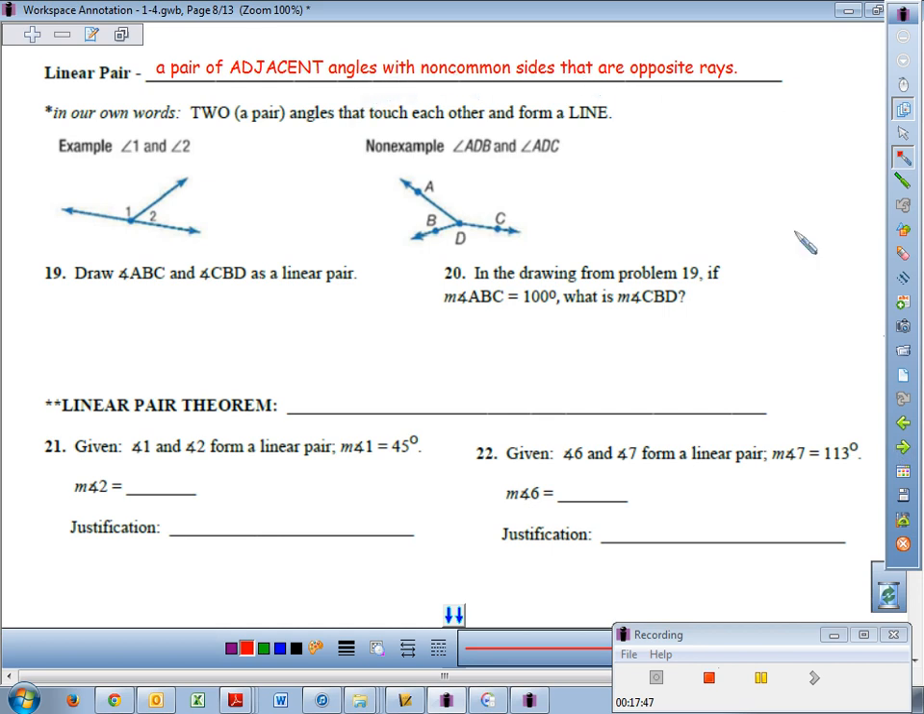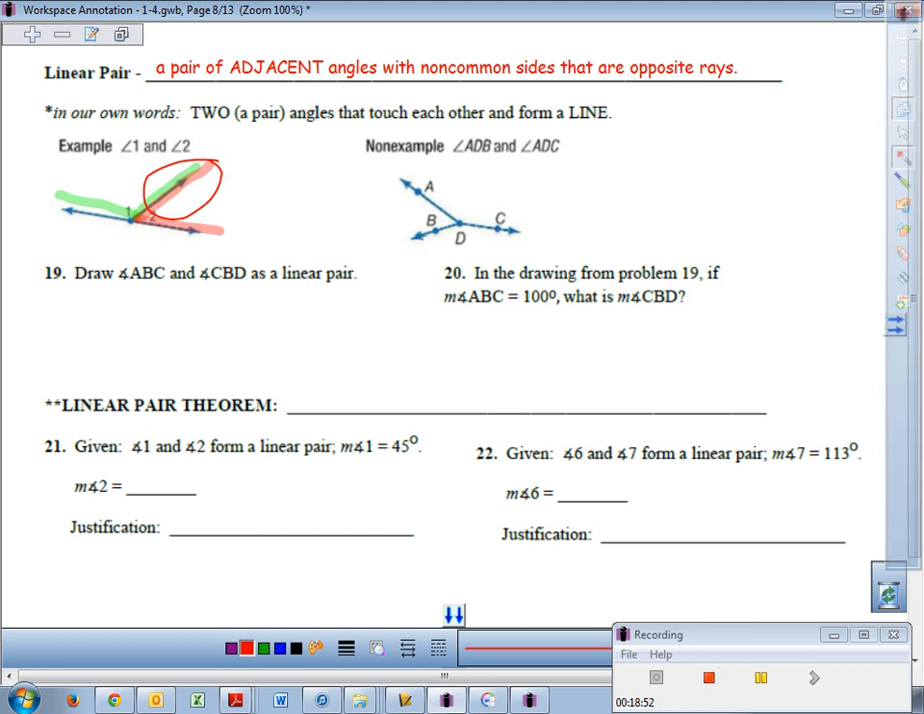with non-common sides that are opposite rays. A pair of adjacent angles with non-common sides that are opposite rays. So let's see it in a picture. Here's green angle right here, angle 1. Here's red angle right here. Do you see that this is the common side? Isn't that highlighted both green and red at the same time?